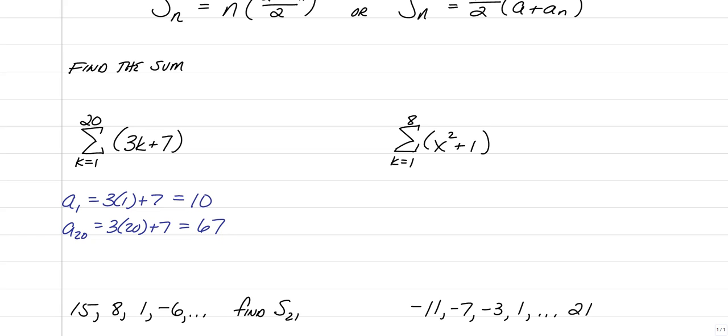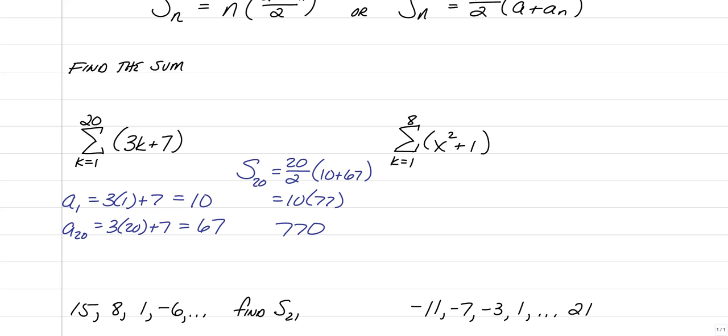Okay, so now to find the sum of those 20 terms, we're just going to use the formula. So the sum of 20 terms is equal to the number of terms, 20 divided by 2, times the sum of our two terms, 10 plus 67. All right, so then that's going to give us 10 times 77, which is 770. All right, that's it. That's all you really need. So you need the first term, the last term, and how many terms you have. All right, and that's it.